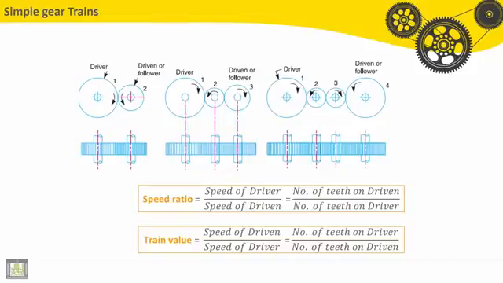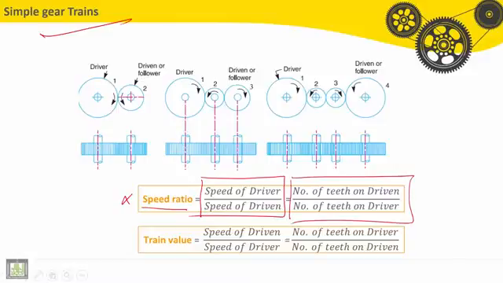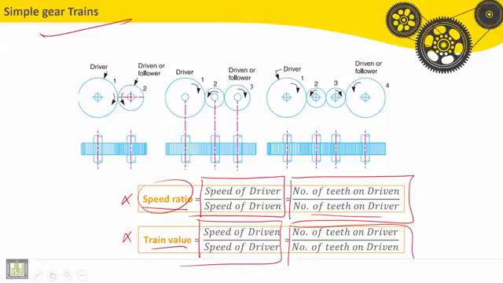For the calculation of gears, the most important thing is to find out the speed ratio. The speed ratio for a simple gear train is equal to the speed of the driver divided by the speed of the driven. It is also equal to the number of teeth on the driven divided by the number of teeth on the driver. We also find here the train value, which is the opposite of the speed ratio. So it is the speed of the driven divided by the speed of the driver, and equal to the number of teeth on the driver divided by the number of teeth on the driven.